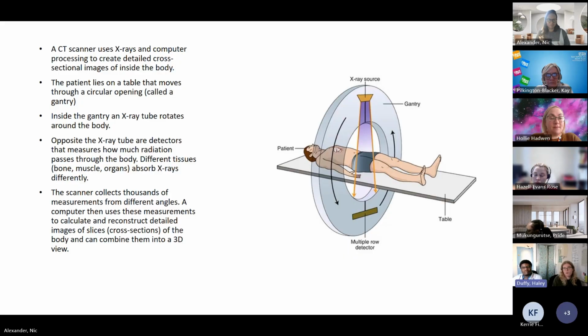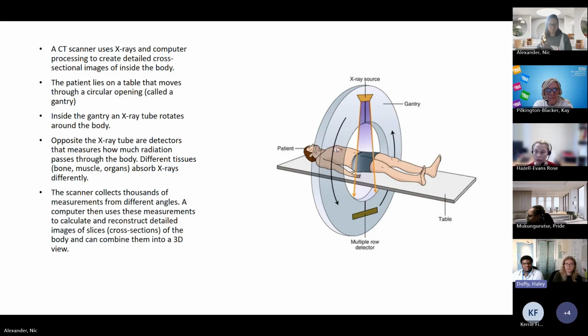So what happens is the detectors measure how much radiation passes through the body. Different tissues, bone, muscle, organs, air, they absorb X-rays differently. The scanner collects thousands of measurements from all different angles, and then the computer uses these measurements to calculate and reconstruct detailed images, which are cross sections of the body, and then they combine them into a 3D view.